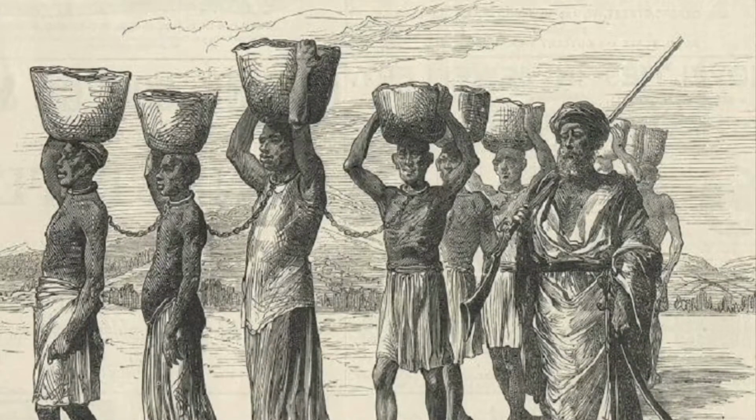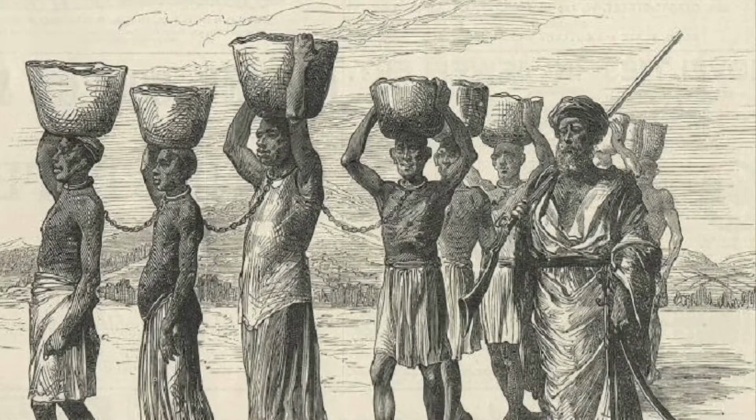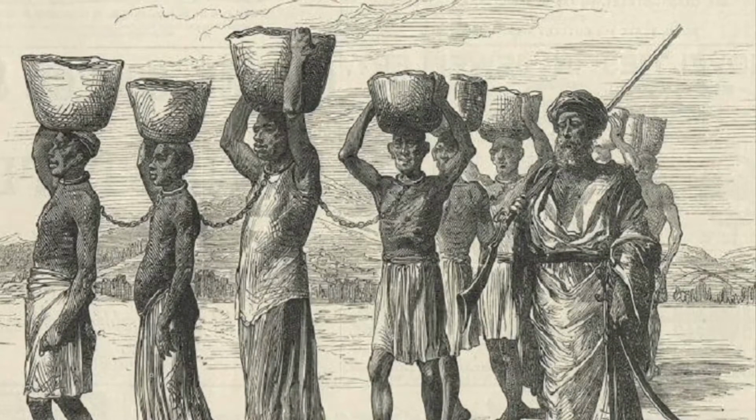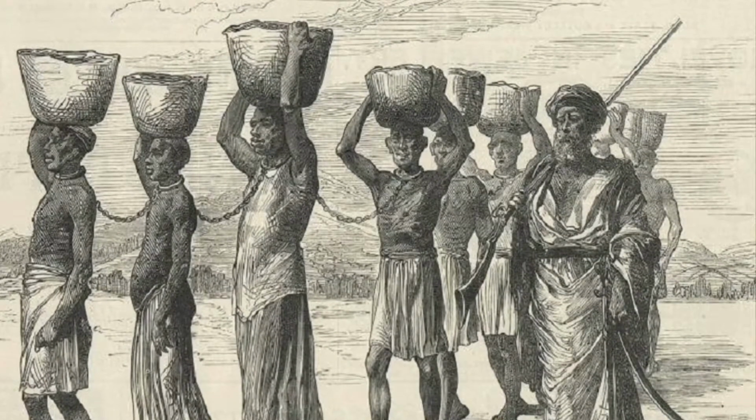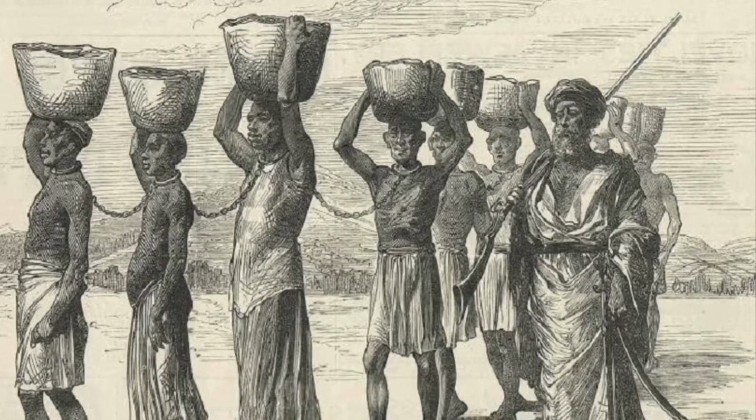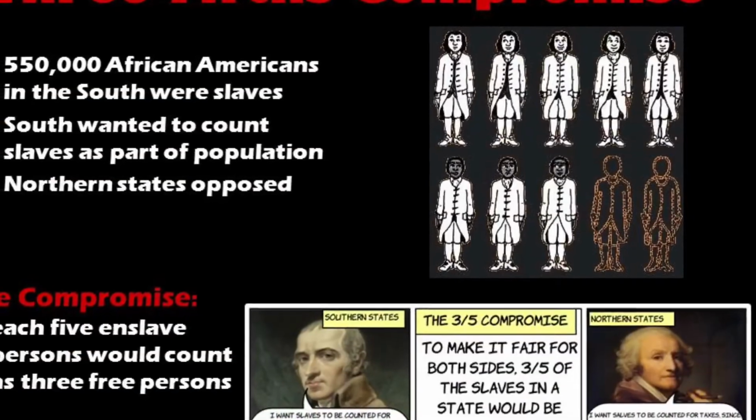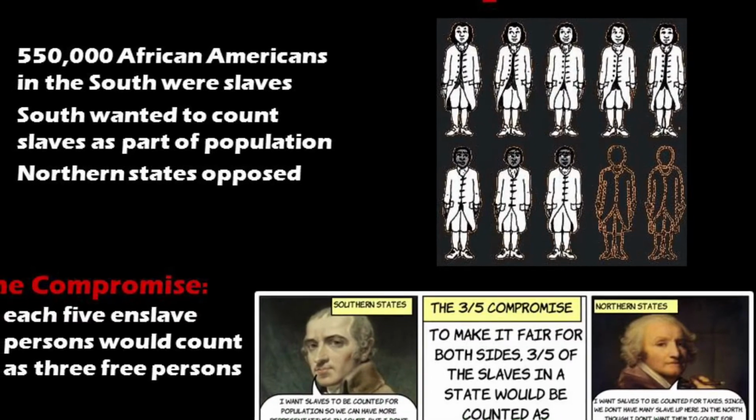How does the Three-Fifths Compromise relate to the theme of triumph and tragedy? Well, the Three-Fifths Compromise included both a triumph and a tragedy. It was a triumph because the Three-Fifths Compromise stated that a slave would count as 3/5 of a person in terms of both taxation and representation.